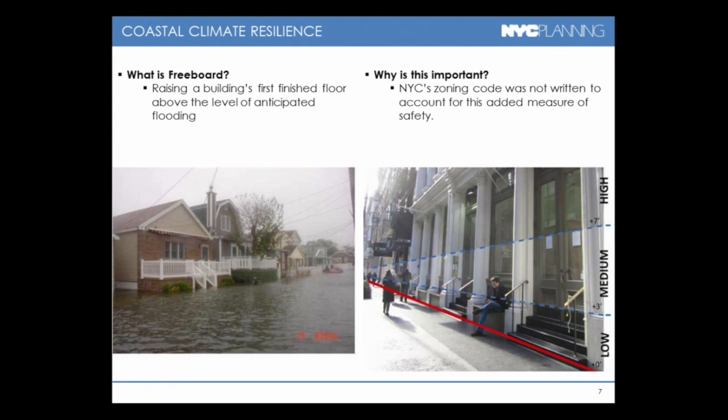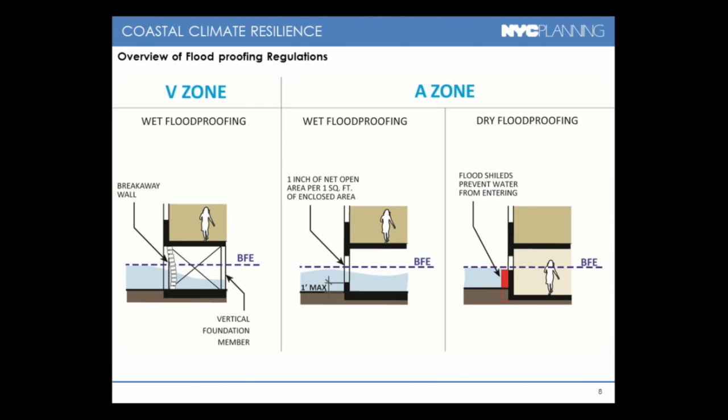Freeboard is basically a measure of safety above where you expect the water to go, so that you can be sure that your house or other space is protected from the storm. Now, this elevation of usable space above the ground is a real challenge for New York City, where so much depends on our vibrant street life. So we knew we had to study this very carefully.